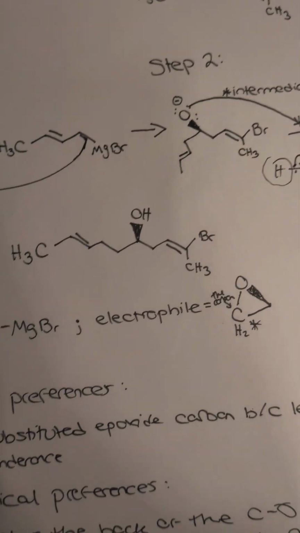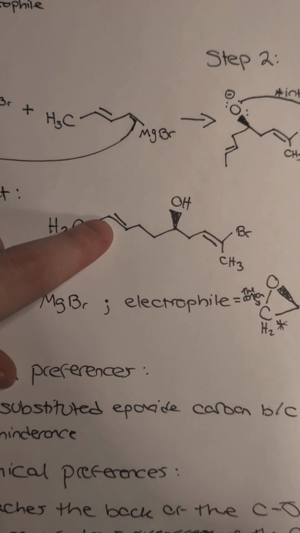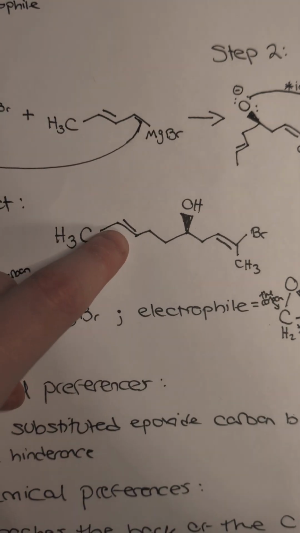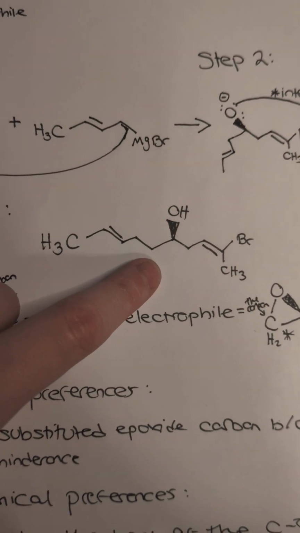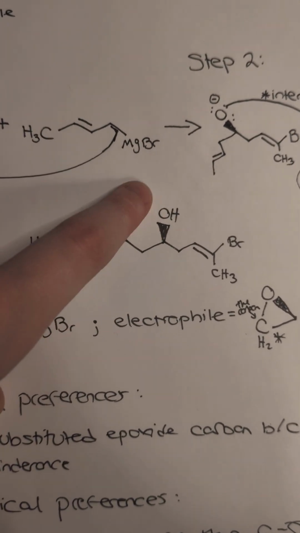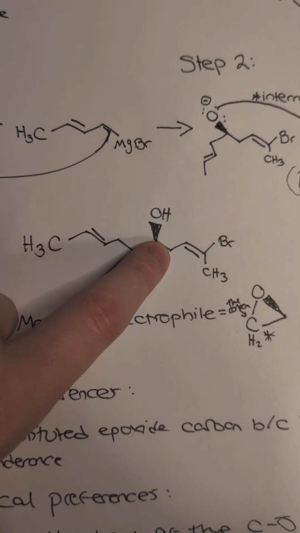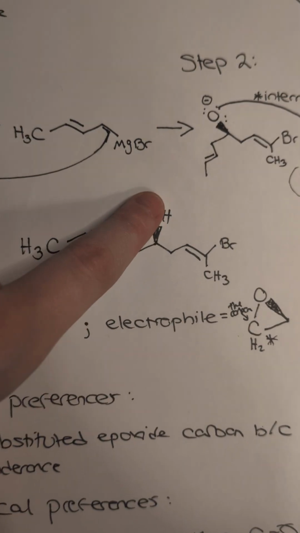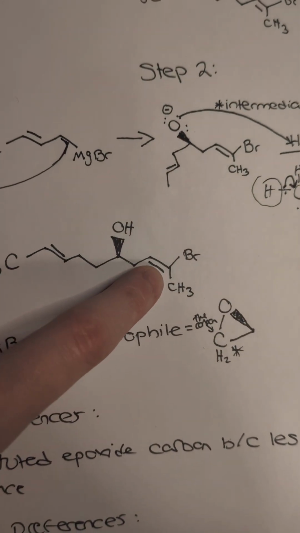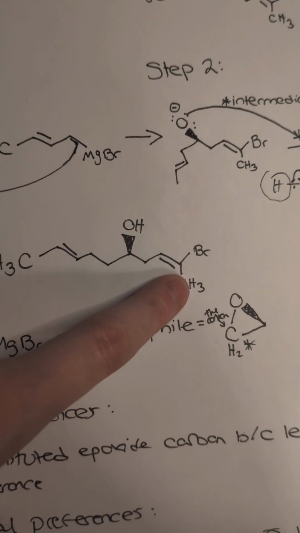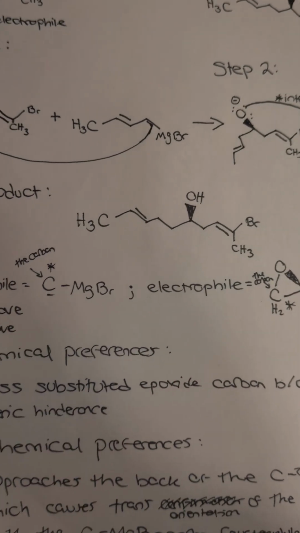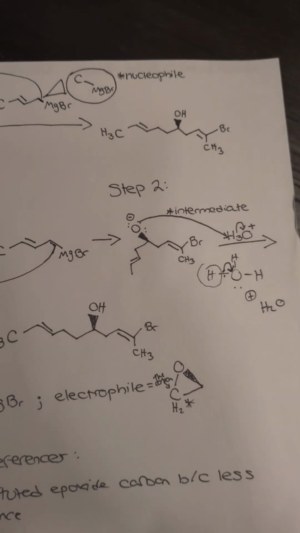The final overall product is going to be H3C, CH, CH2, CH2, CH with an alcohol, an OH group, CH2, CHC, and then these two groups on the ends here. So that's going to be the overall final product of this reaction, as we see up here and as was provided in the PDF.